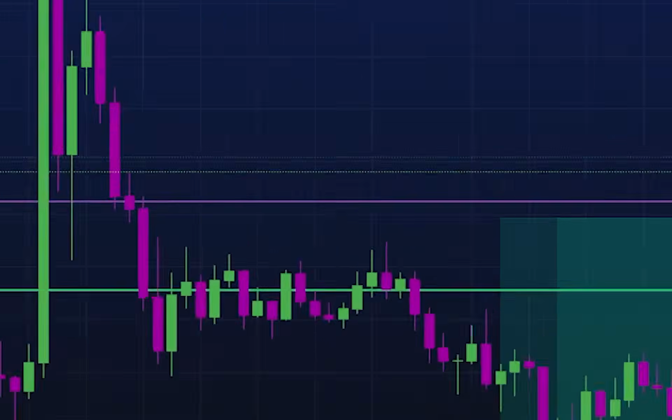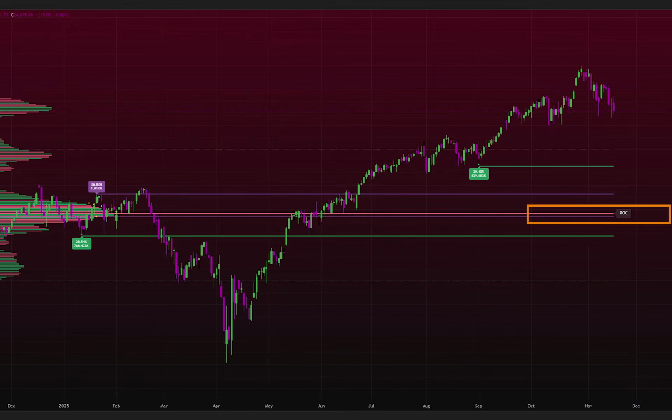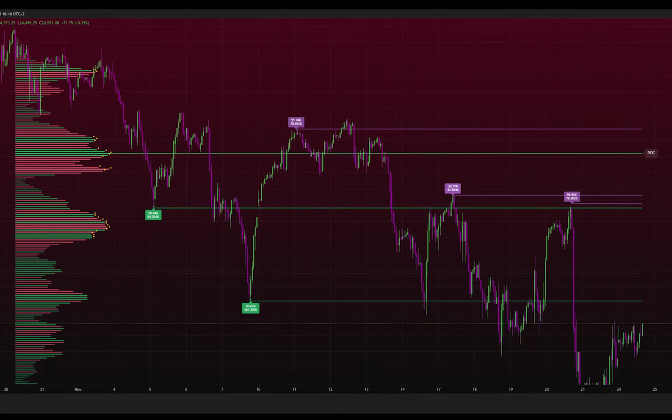The indicator also includes the point of control line, the price level with maximum volume. This acts as the market's center of gravity. The point of control line colors itself based on delta. Green when buyers dominated at that level, red when sellers controlled it. When you enter below point of control, it becomes your target. When you enter above point of control, it acts as your support backup. Here, for example, we enter at an HVN below point of control, and price rallies directly to the point of control line for a perfect target hit.